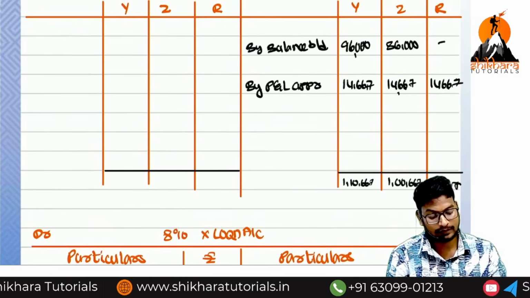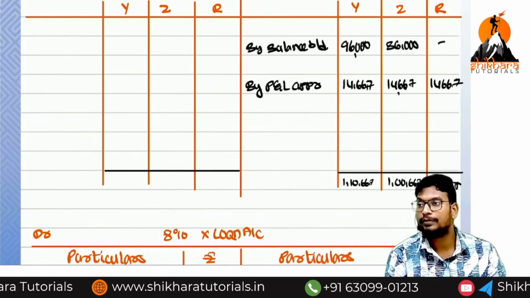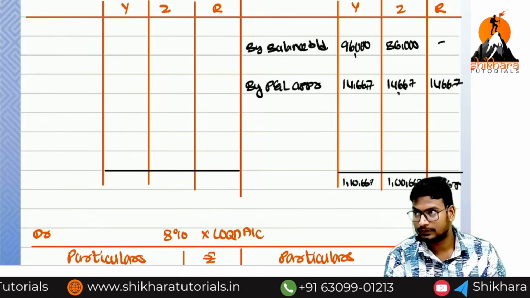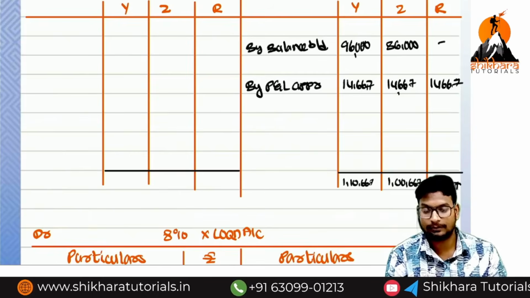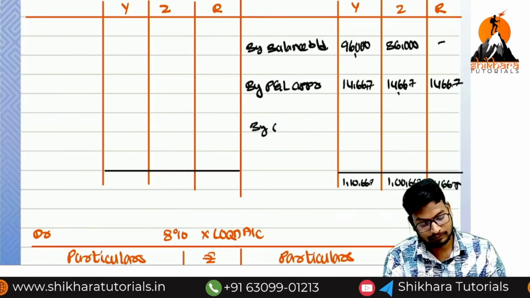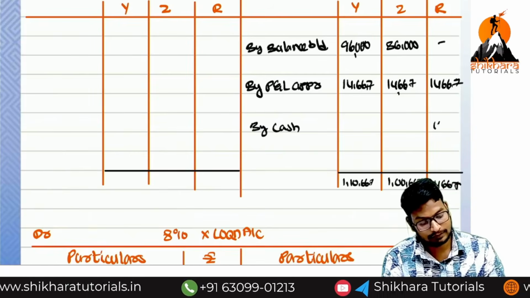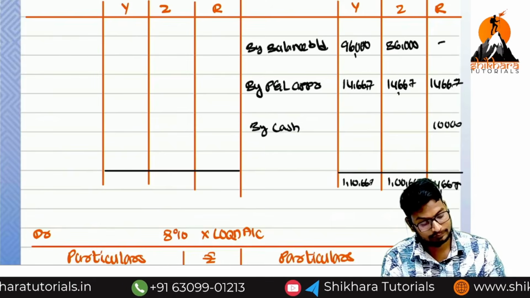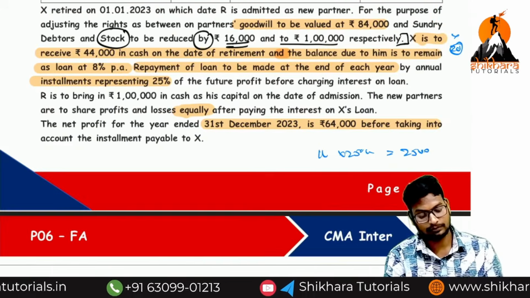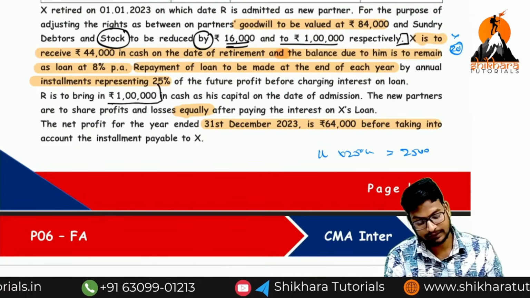Sir, here one thing we have missed out. What? The partner is bringing 1 lakh. When a partner brings 1 lakh, what is the entry? Cash account debited, by cash 1 lakh. 1,14,060. There is one point: how much amount is he bringing? 1 lakh.